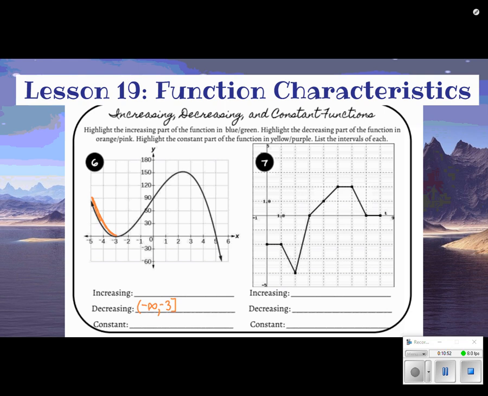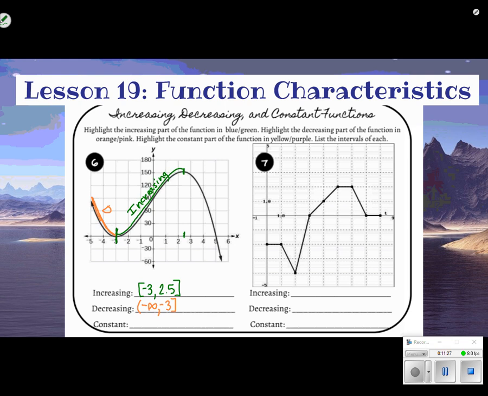Then I'm going to switch to increasing. So I'm going to switch colors, and I'm going to increase, increase, increase, increase, increase, and it always goes from left to right, just like you read. Sometimes people will actually write, like in that other picture, increasing, or maybe they'll write D for decrease. But we're increasing from negative 3 right here all the way up to about, what do you think, about 2.5? So we're increasing from negative 3 to 2.5.